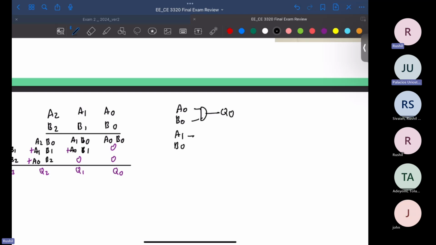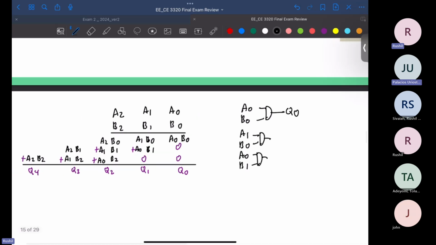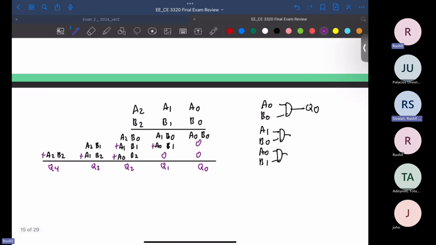Question. On the left you didn't put a Q5 for your carry. Is that on purpose? I can add one. You need Q5 for overflow, right? Yeah. Okay.